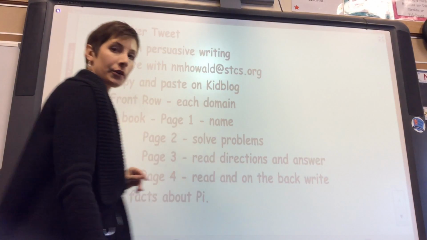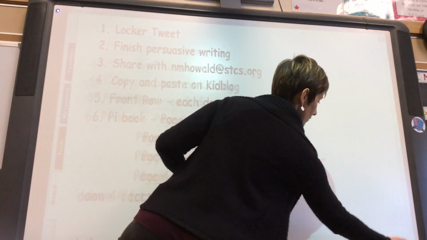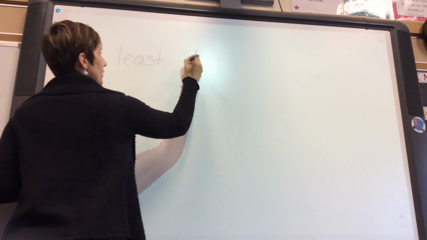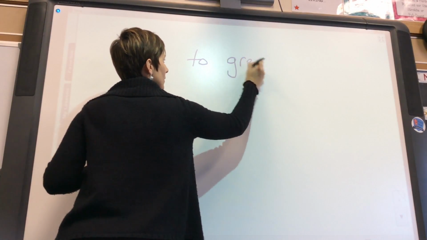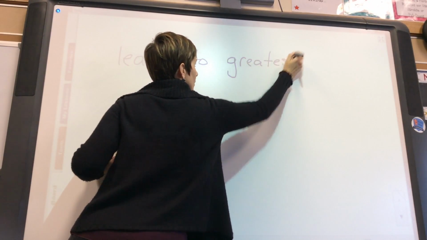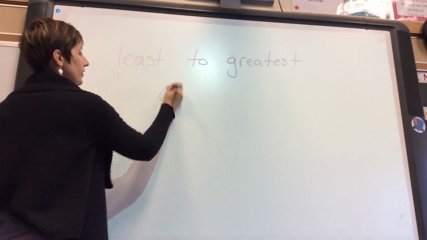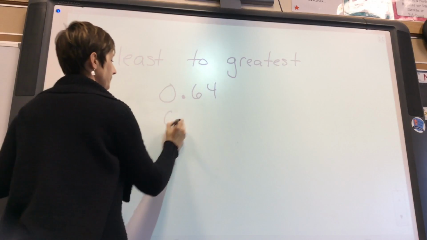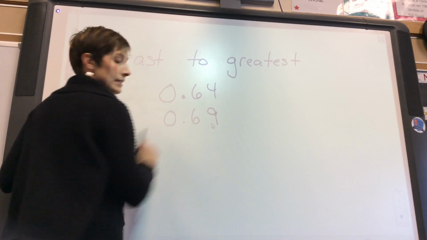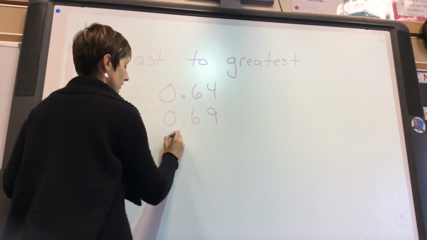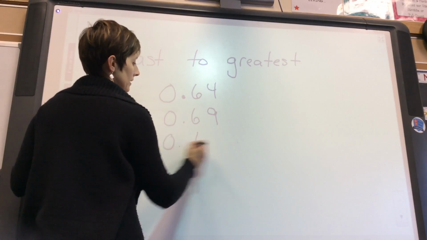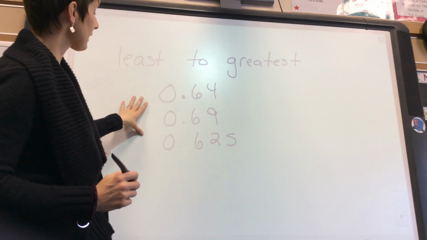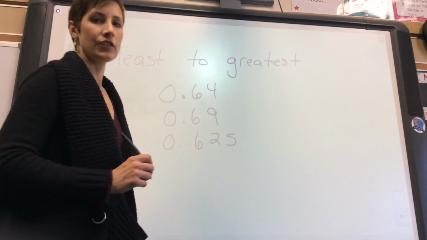I want you to go ahead and write these numbers in order from least to greatest. You're going to compare 64 tenths, 69 tenths, and 625 thousandths. Go ahead and list those numbers in order from least to greatest.